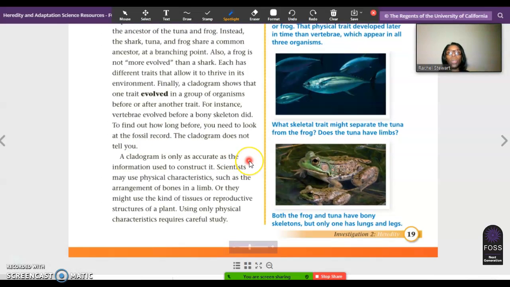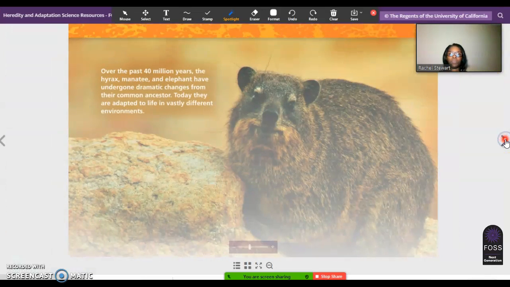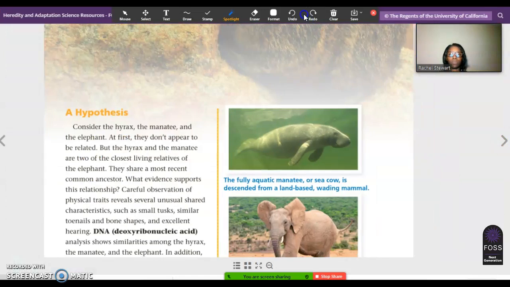A cladogram is only as accurate as the information used to construct it. Scientists may use physical characteristics such as the arrangement of bones in a limb, or they might use the kind of tissue or reproductive structures of a plant. Using only physical characteristics requires careful study.